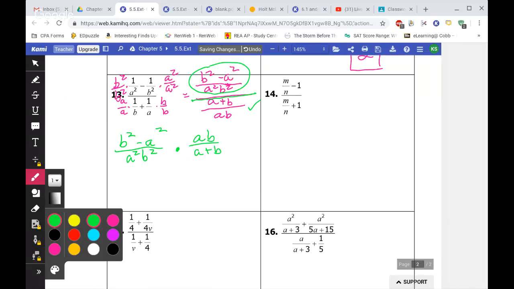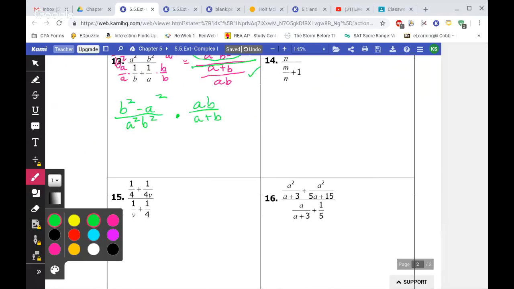Now, this b squared minus a squared, there's a perfect square in the front and a perfect square in the back. That b squared is a perfect square. The a squared is a perfect square. There's a minus sign separating them. So that's the difference of two squares. And so that can be factored as b plus a times b minus a all over a squared b squared times ab over a plus b.